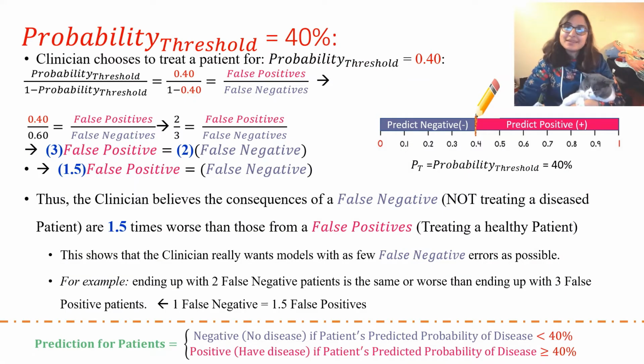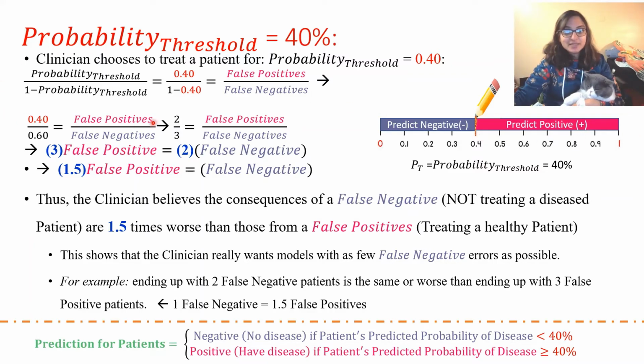So if the probability threshold is raised to 40%, so again, it's still less than the 50% mark here, but if it's 40%, so instead in the formula here for probability threshold over 1 minus probability threshold, we put in this 40% here. And again, the prediction is negative, which means that the patient does not have the disease, if the patient's predicted probability of the disease is less than 40%. Otherwise, we predict that the patient has the disease, that the patient is positive, if this predicted probability is greater than or equal to 40%, based on this threshold. So less than 40%, please predict negative. Greater than or equal to 40%, please predict positive.